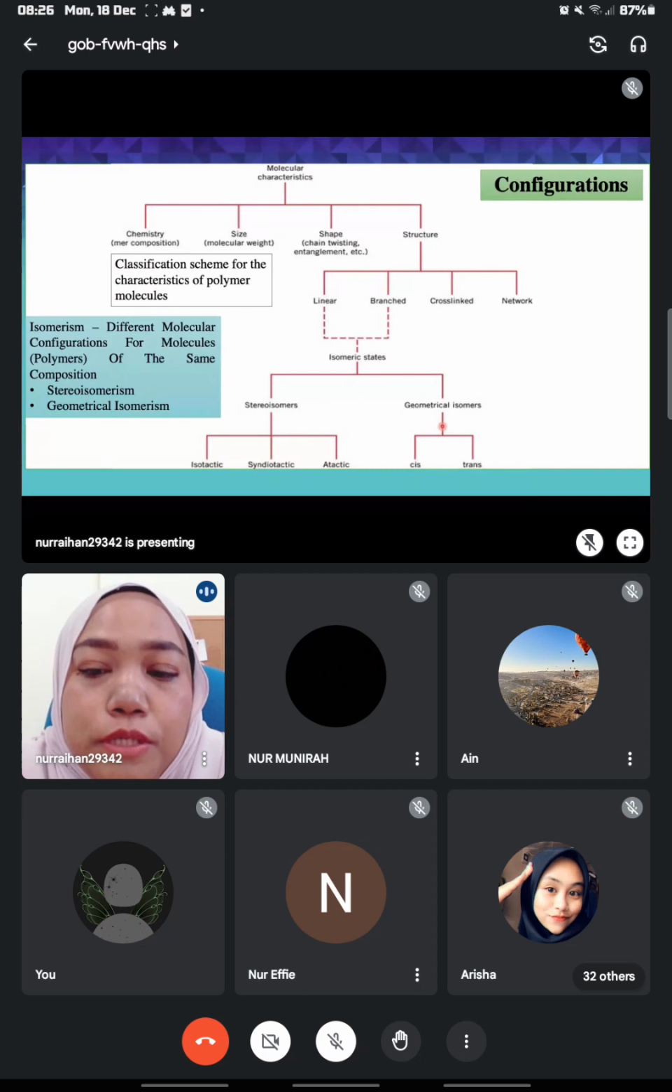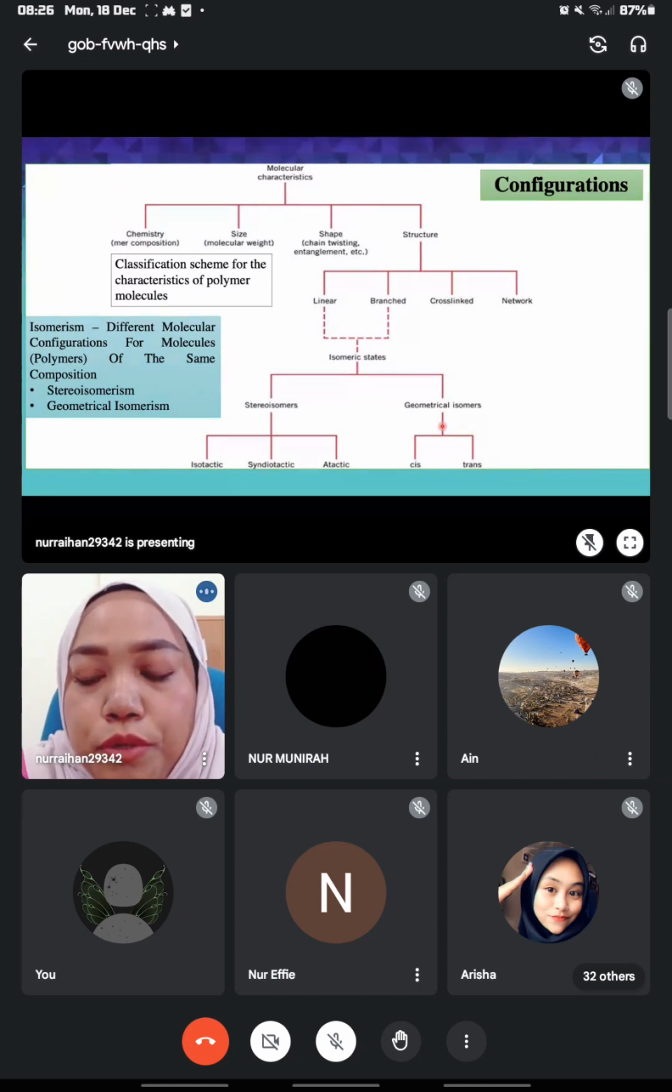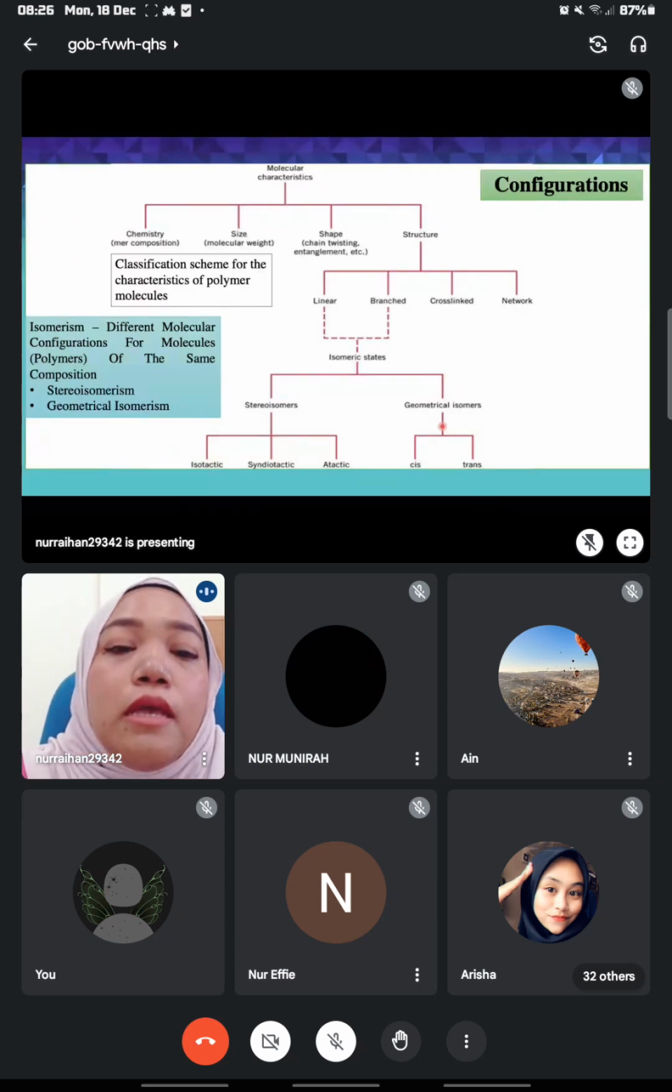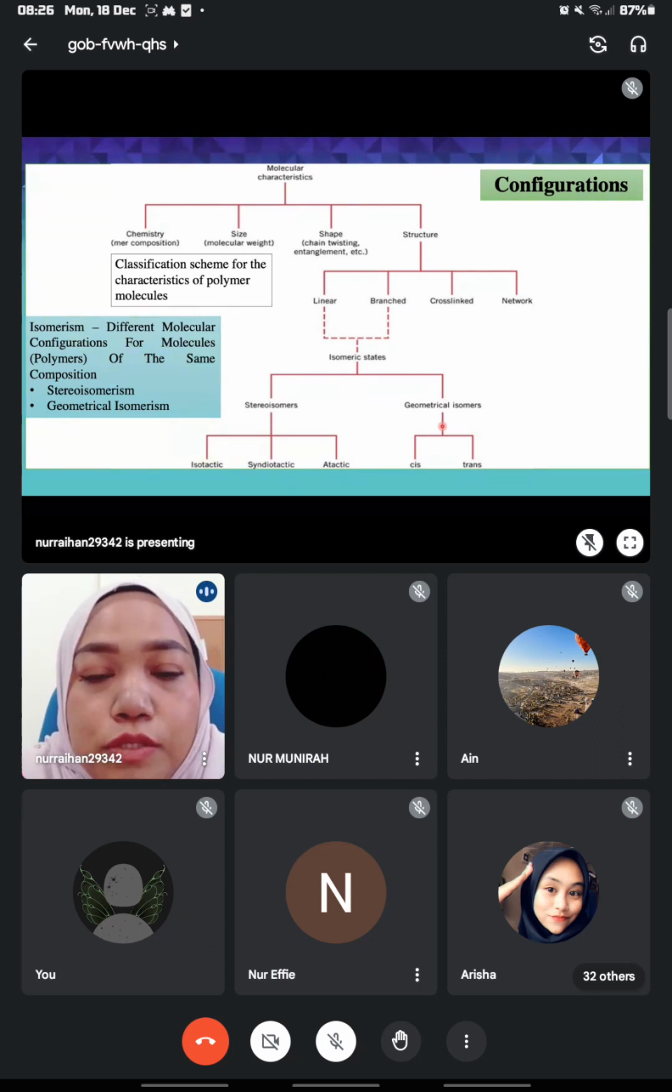Okay, so in the geometrical isomers, the polymer is not rotated, but they can be formed during the polymerization methods. Let's say you are using a different catalyst, so you will produce a different configuration. A certain configuration is known as cis, and another one is known as trans.